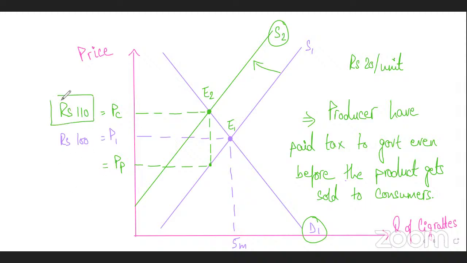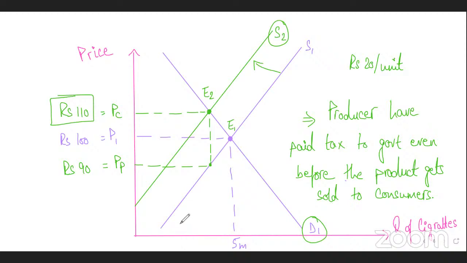So now if each packet of cigarettes is selling for 110 rupees in the market, consumers come to the shop, they pay 110, they take the packet of cigarettes. But not all of this amount is going into producers' pocket. Why so? Because they have to pay 20 from this amount to whom? They have to pay 20 rupees from this amount to the government, right? So technically, how much actually goes to producers' pocket?